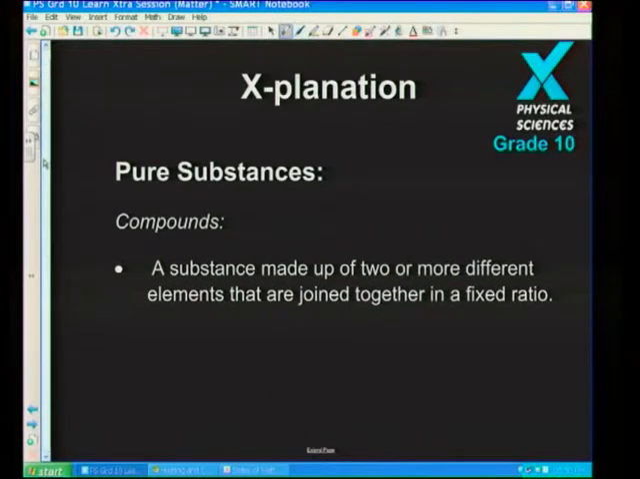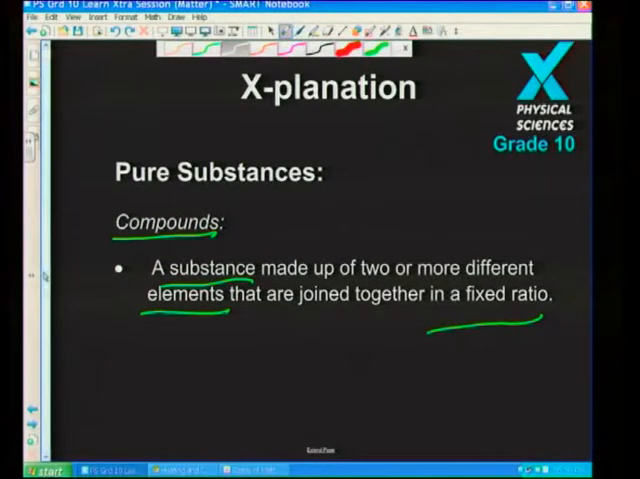Well, let's rather say something about compounds. The difference between elements and compounds is that if we take elements and combine them together in a fixed ratio, then we will get a substance that we call a compound. So I hope you've got that. Elements are the simple building blocks. When we join them together, they form compounds. Very easy, but we need to get our vocabulary right. We need to make sure that we understand the difference between these substances. They're both pure substances.